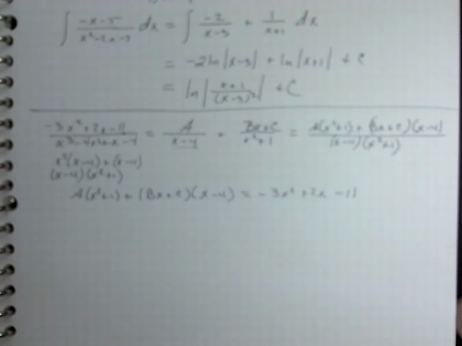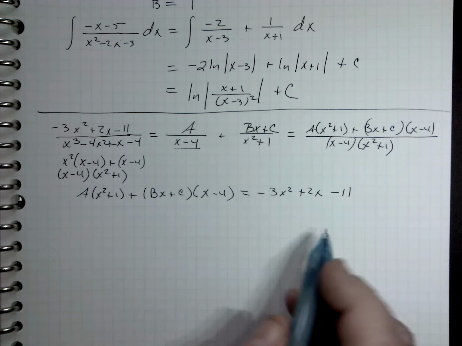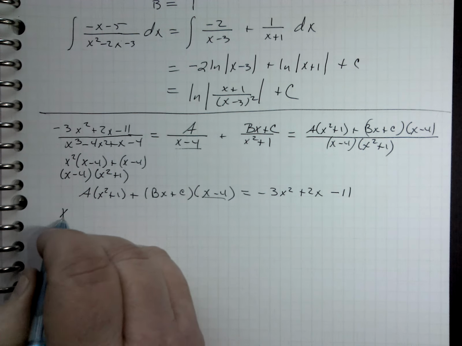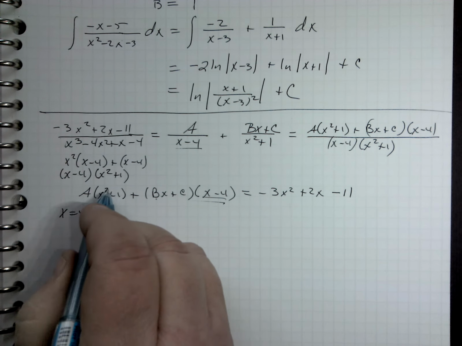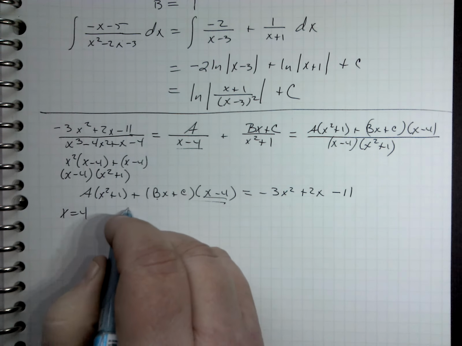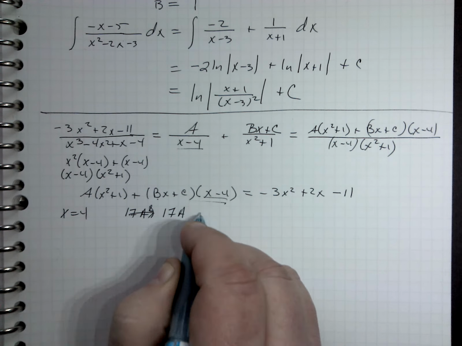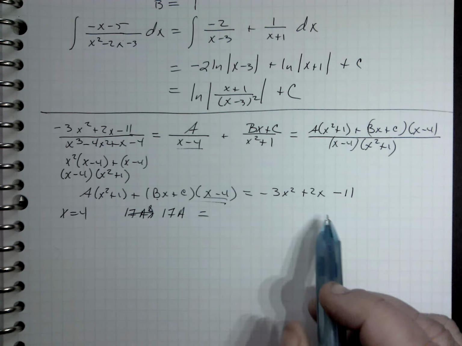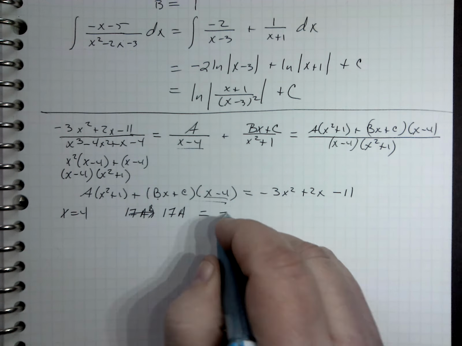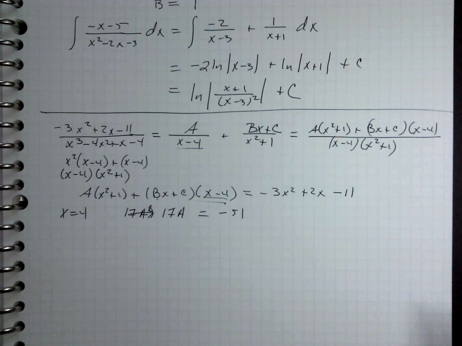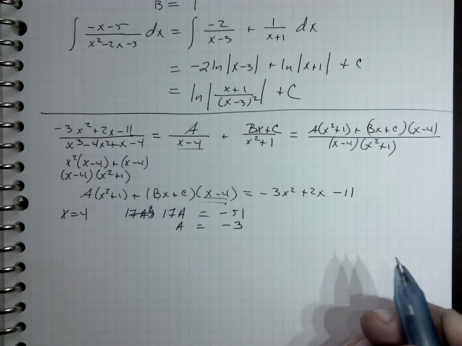So the first thing I'm going to do is, x equals 4 looks convenient. Let x equal 4. So if x equals 4, this expression is gone. 4 squared is 16 plus 1 is 17. I get 17a, 17a is equal to, I plug 4 into this, and I will get negative 51. No, I didn't do that in my head. I already figured it out. So a is equal to negative 3.